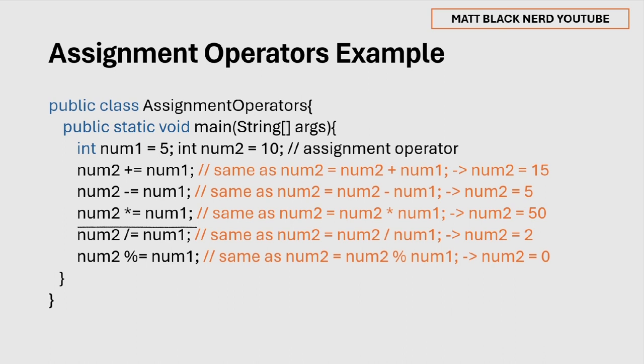In this statement, multiplication and assignment operator is used. num2 asterisk equal to num1 is same as num2 equal to num2 asterisk num1. In this statement, division and assignment operator is used. num2 slash equal to num1 is same as num2 equal to num2 divided by num1. In this statement, modulus and assignment operator is used. num2 modulus equal to num1 is same as num2 equal to num2 modulus num1.